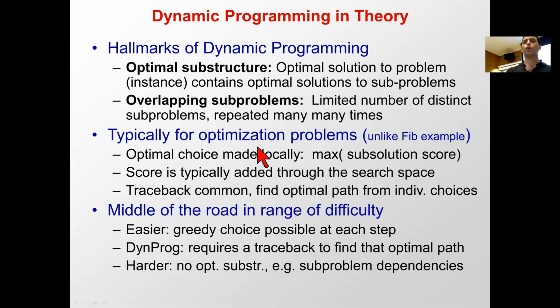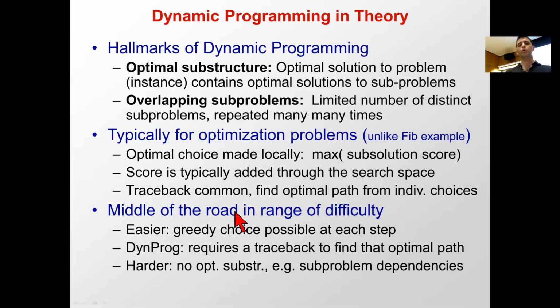So as I mentioned, it's for optimization problems. Fibonacci was not an optimization example. Here, the optimal choice is initially made locally by choosing maximum pointers, and then the score is added through the search space, and at the end, you trace back through these local maxima to find the globally maximum solution. And we're going to see this in much more detail.